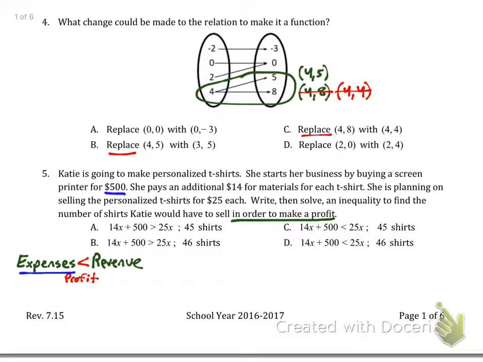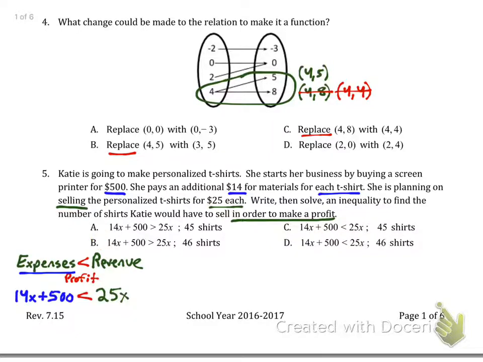The expenses are $500 for the printer and $14 for each t-shirt. In other words, 14x plus 500 are the expenses. The revenue, how much money she's making, comes from selling $25 for each t-shirt. So 25x will be the revenue. There's our inequality, and notice that there's 2 solutions that work and 2 that don't. A and B do not work because the inequality is pointed the wrong way.